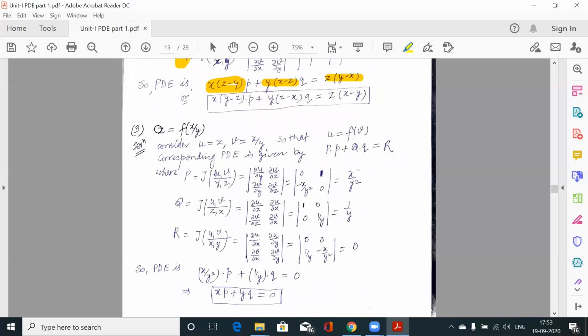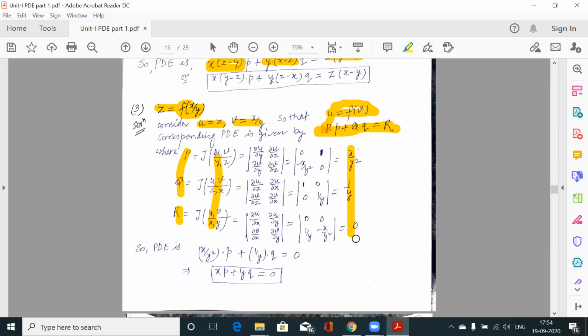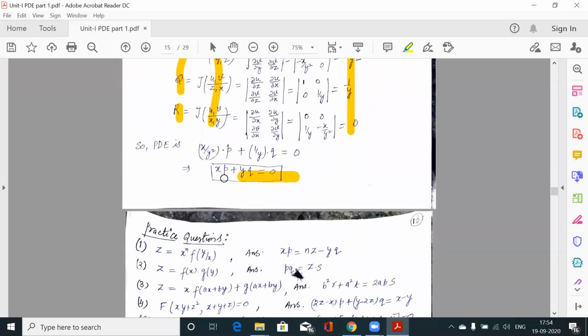Same, z is equal to function of x over y. Take one thing as u, the second thing, x over y, as v. So z is u and x over y is v. This question is given in this form, u is equal to function of v, and for this format we know the answer is this. So calculate P, Q, and R as Jacobians. We get this, and substituting these values, we get this answer.